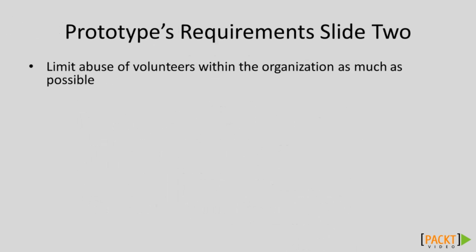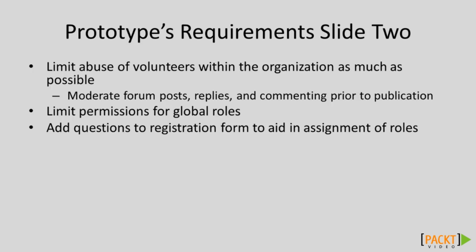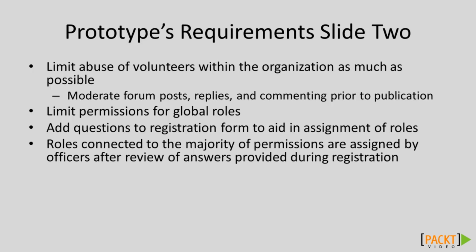Beginning to talk about the management side of things must begin with the premise to limit abuse of volunteers within the organization as much as possible. That is, that the number of the content types coming from unknown parties must be moderated prior to publication. At the same time, severe limitations must be put on all global roles, with questions that must be answered in the registration process that will be used in the review process of officers in assignment of roles.